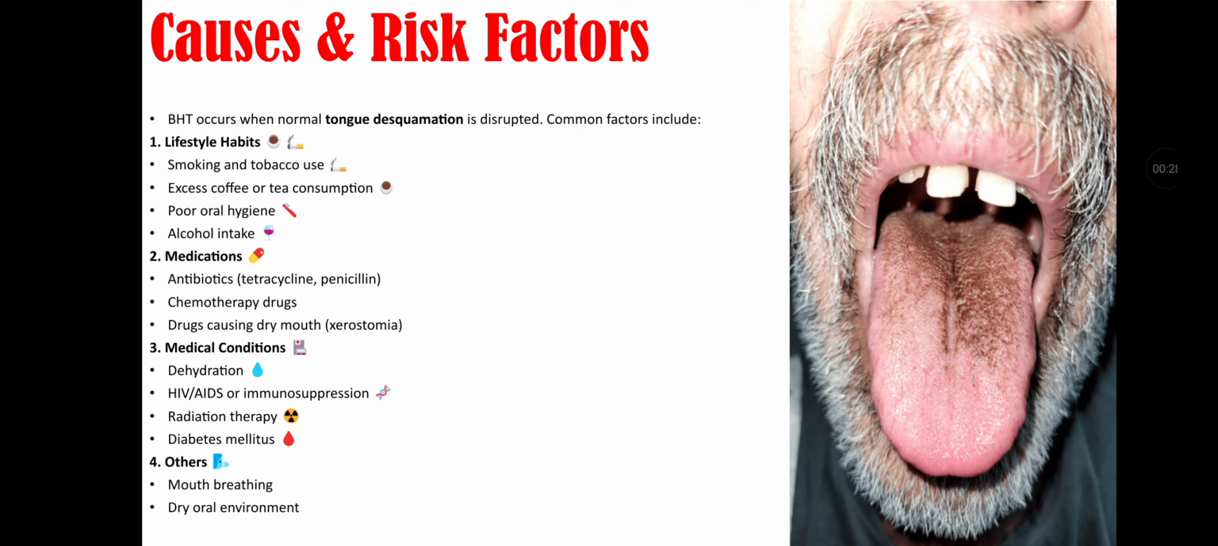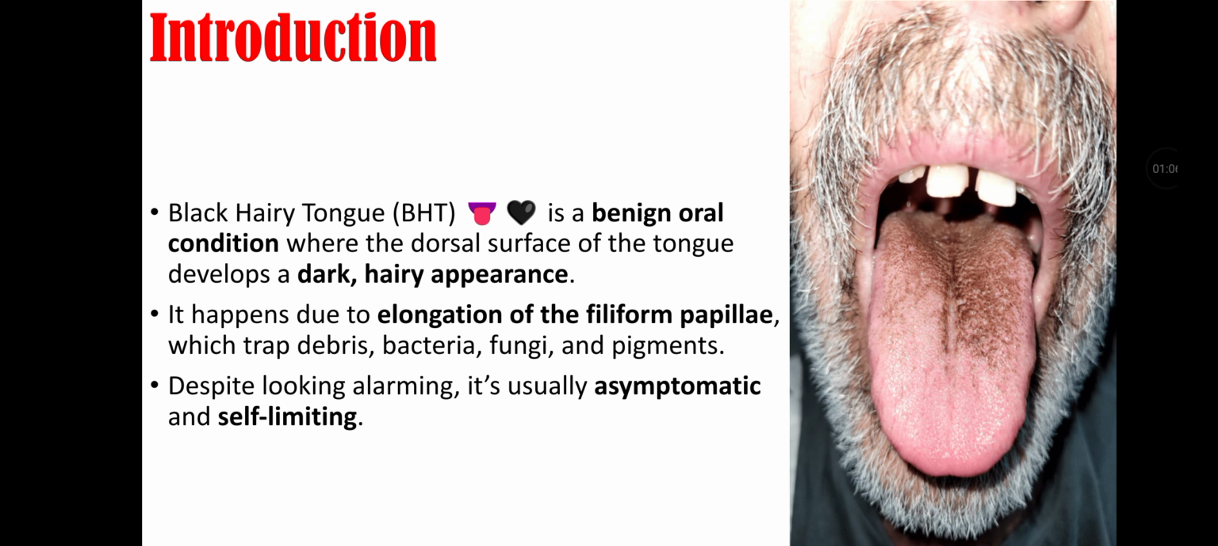Causes and risk factors. Black hairy tongue occurs when normal tongue desquamation is disrupted. Common factors include lifestyle habits, that include smoking and tobacco use, excessive coffee or tea consumption, poor oral hygiene and alcohol intake. Second factor is medication, that includes antibiotics like tetracycline and penicillin, chemotherapy drugs and drugs causing dry mouth, that is xerostomia. Third factor is medical conditions, that include dehydration, HIV or AIDS or immunosuppression, radiation therapy and diabetes mellitus. Then there are other factors that include mouth breathing and dry oral environment.